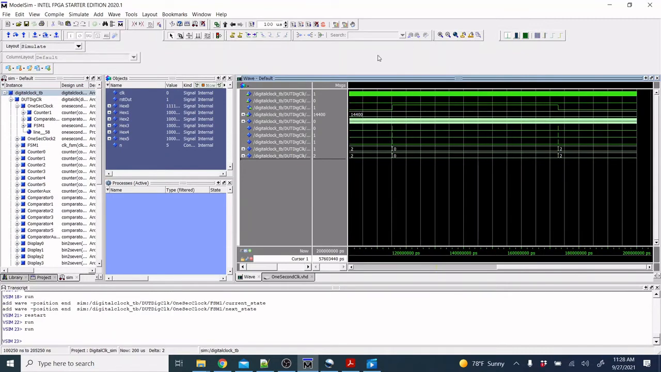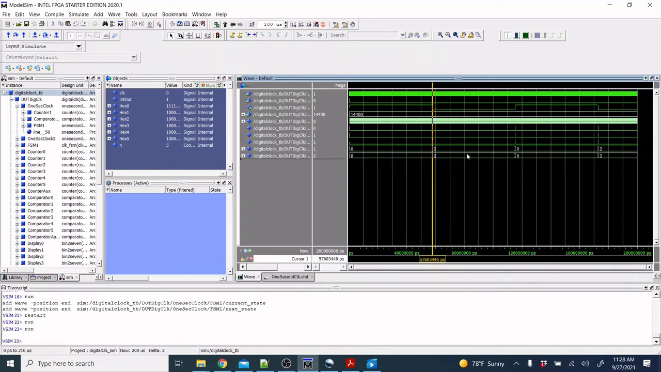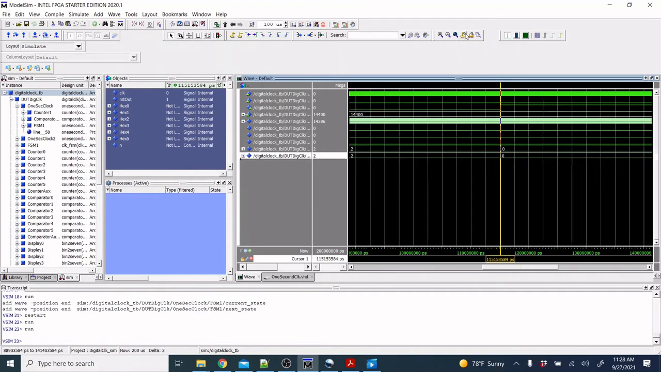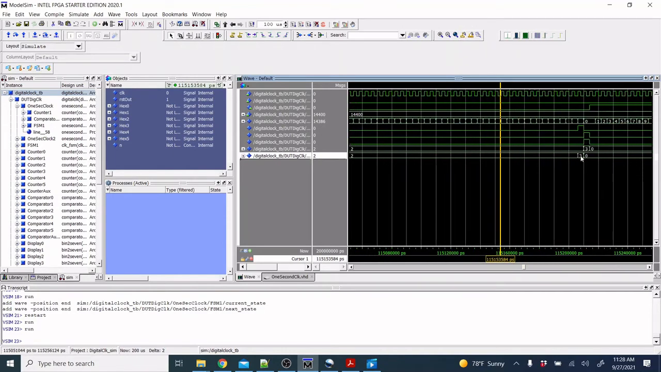We have two, and then from two, we jump back to zero. But if we zoom in, we can see that there's a three there. So we're following the diagram that we created in class, that with the state diagram.